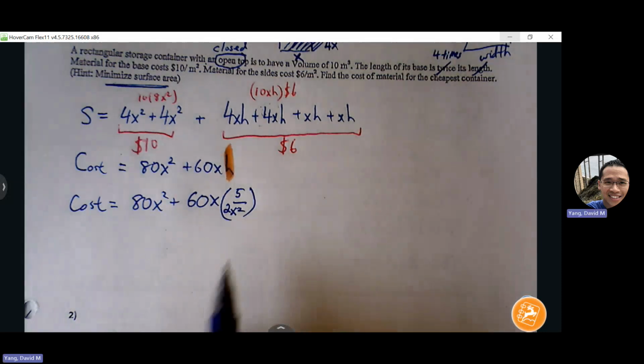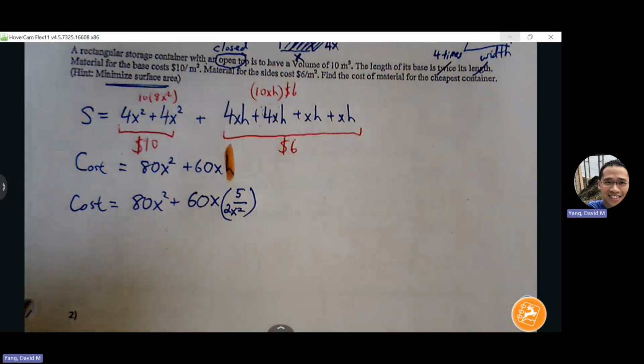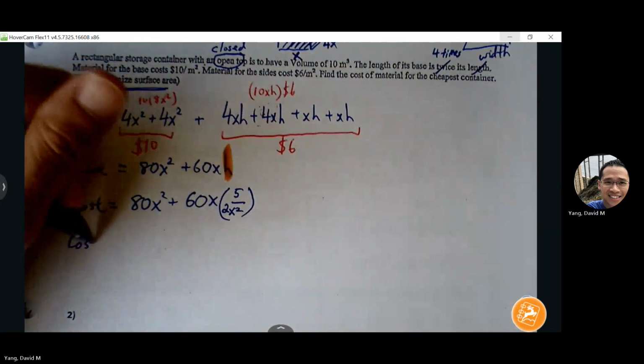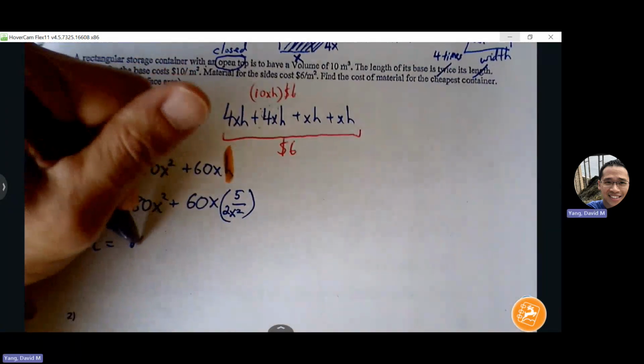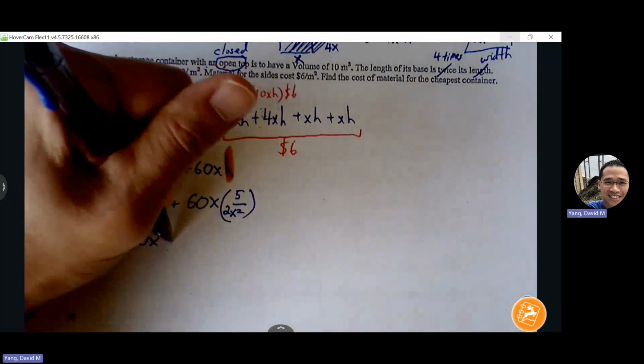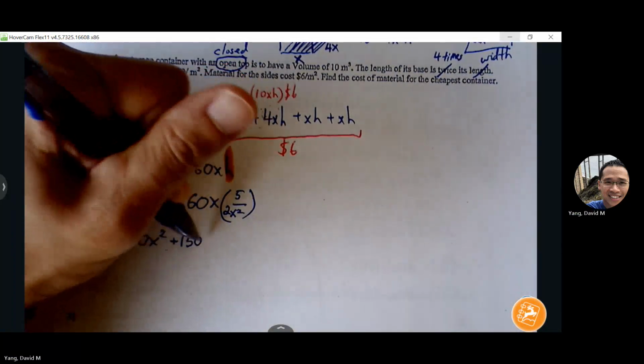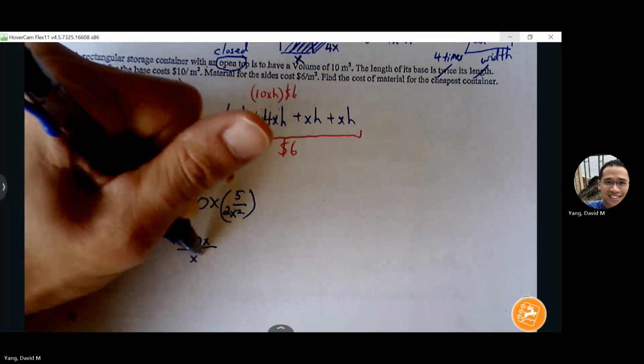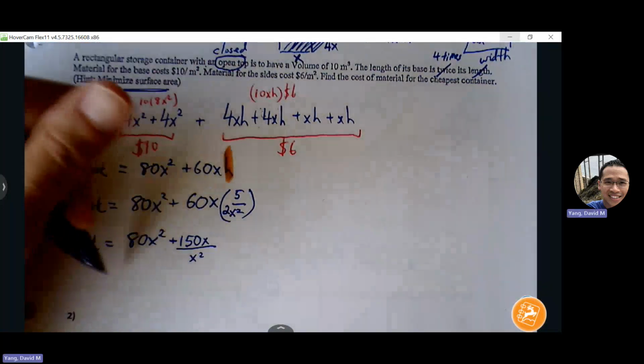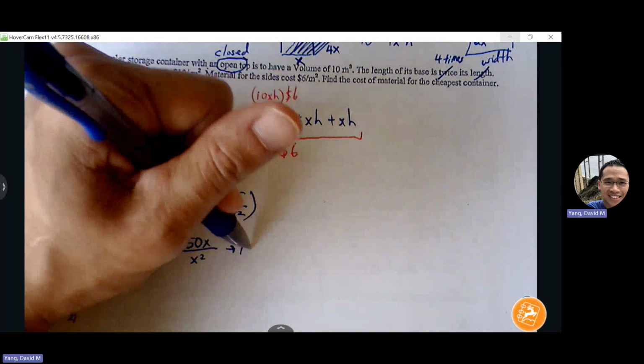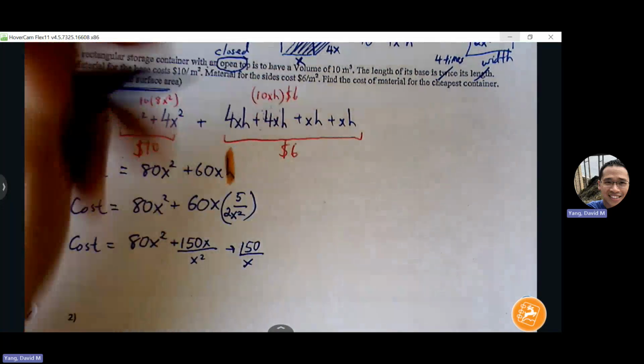So 60 divided by 2 is 30. 30 times 5 is 150. I'm still in the cleanup stage here. I haven't gotten to my derivative yet. One of the x's cancel out. This becomes 150 over x.